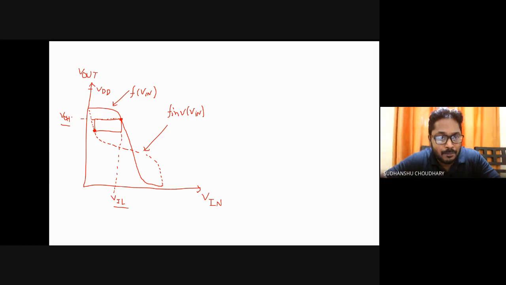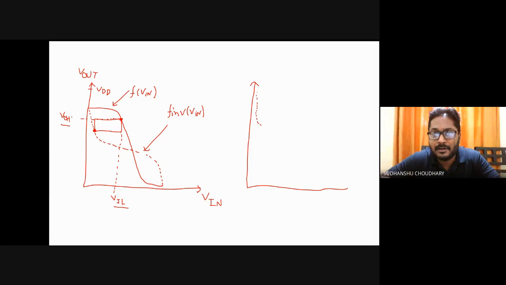Now for getting this VOL and VIH, let me draw this inverse characteristics once again here. So I'll draw it here. Let us say this is the same CMOS inverter characteristics.